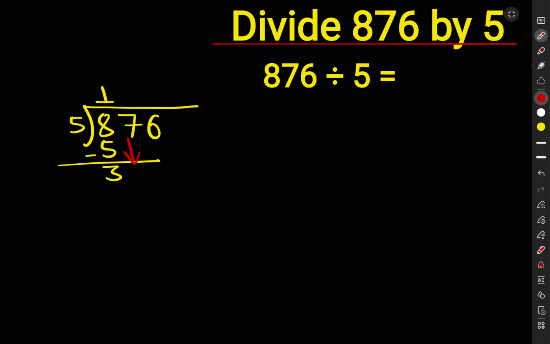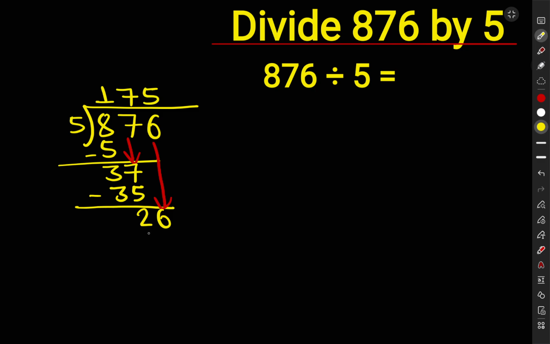So now we put down this 7 and it is 37. 5 times 7 is 35. On subtracting we get 2. So again we put down this 6 and it is 26.